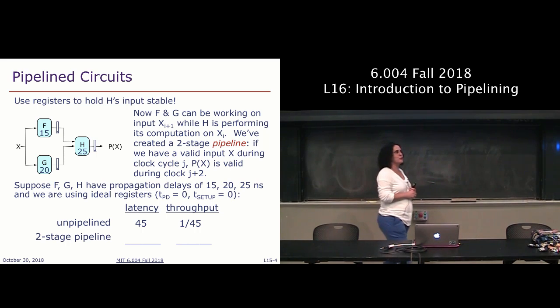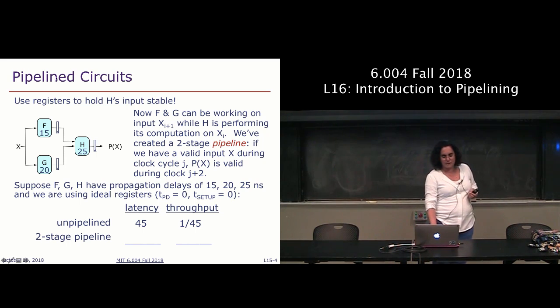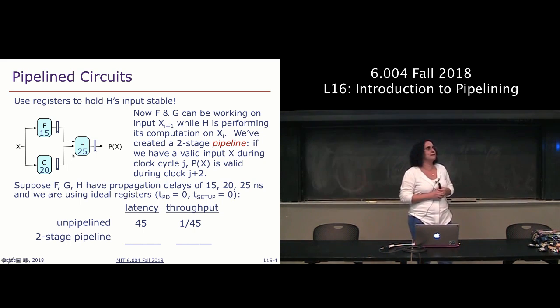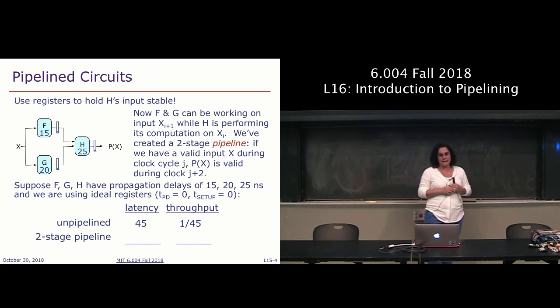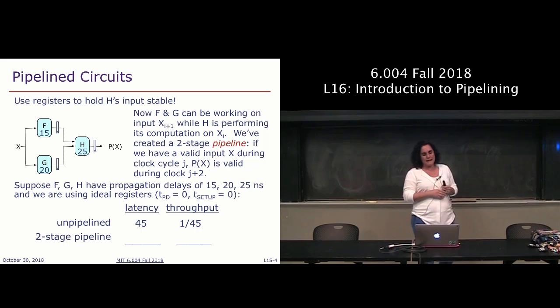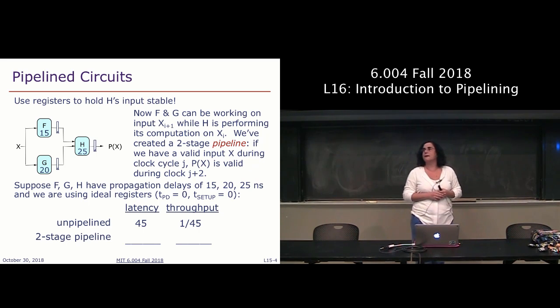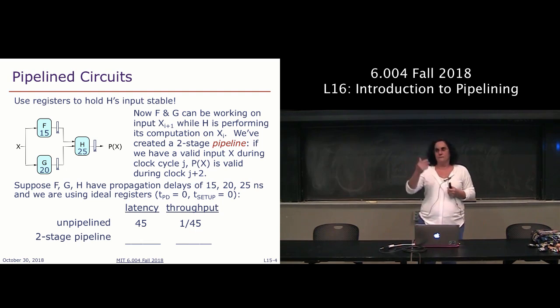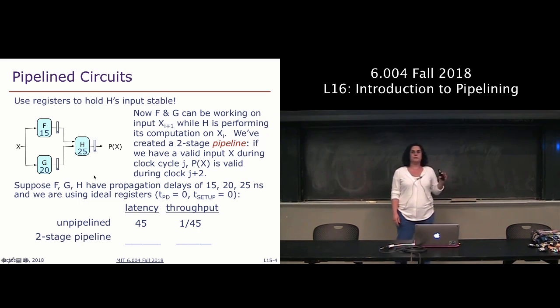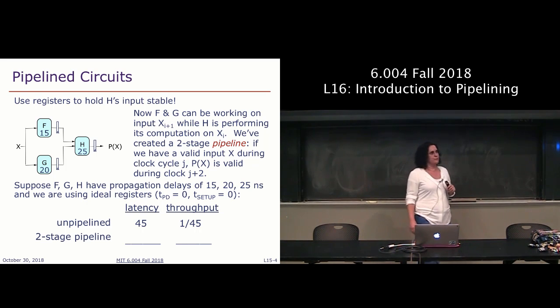Actually, before we talk about the pipeline circuit, let's, for the numbers shown here, assuming these registers are missing, go through the latency and throughput numbers. So what would the latency of this combinational circuit be, given that F takes 15 nanoseconds, G takes 20, and H takes 25? 45, right? It's just the path through G and H, which is my longest path, so 45. And my throughput, we said, is 1 over that, so 1 over 45.